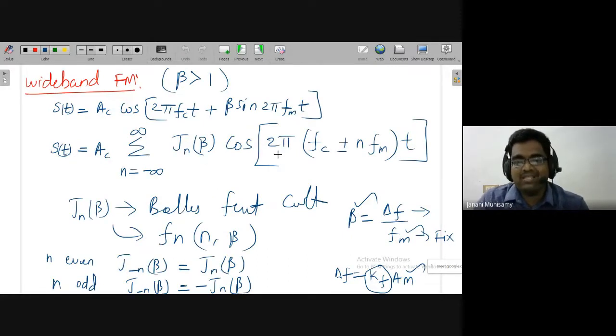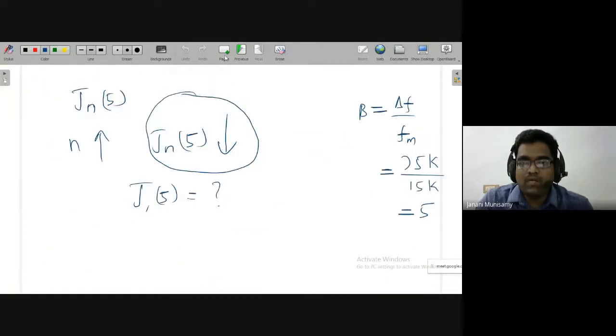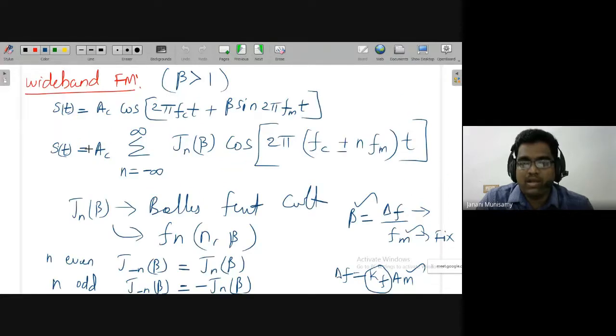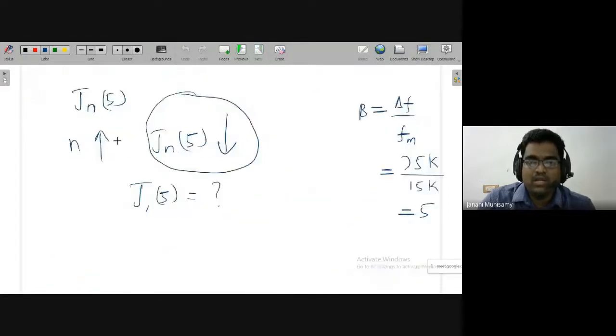Now I will take this equation. For that, I will try to draw the spectrum. Once again, we will expand that equation. Say we can expand this equation like this. S of t is equal to AC.